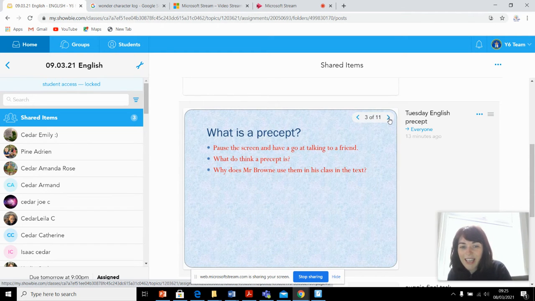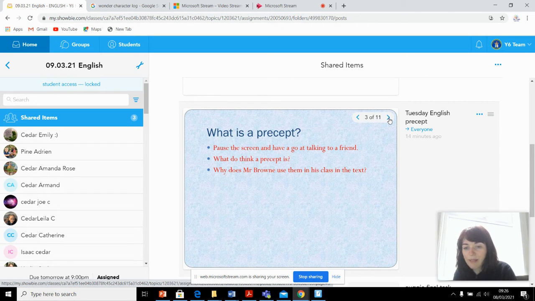So, what is a precept? That's the first thing I'd like you to have a think about. So, pause the screen and have a go at talking to a friend and, into your book, writing down what you think a precept is and why Mr. Brown uses them in his class in the text. So, what is a precept and why does Mr. Brown use them in the text? You should be good at answering this question because in your diary entry you included Mr. Brown's precept, I hope.